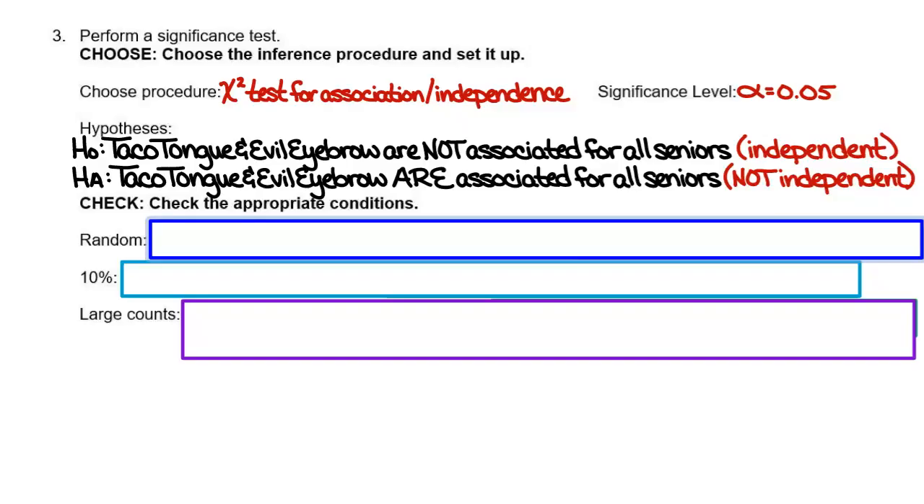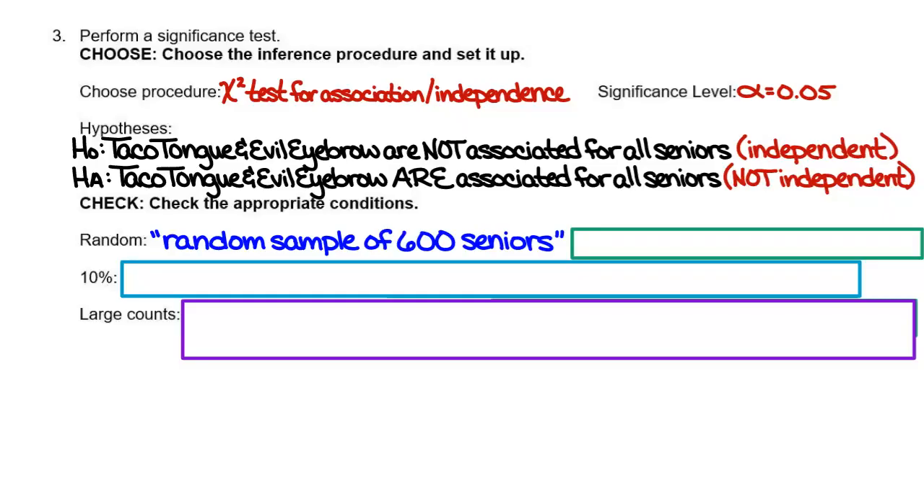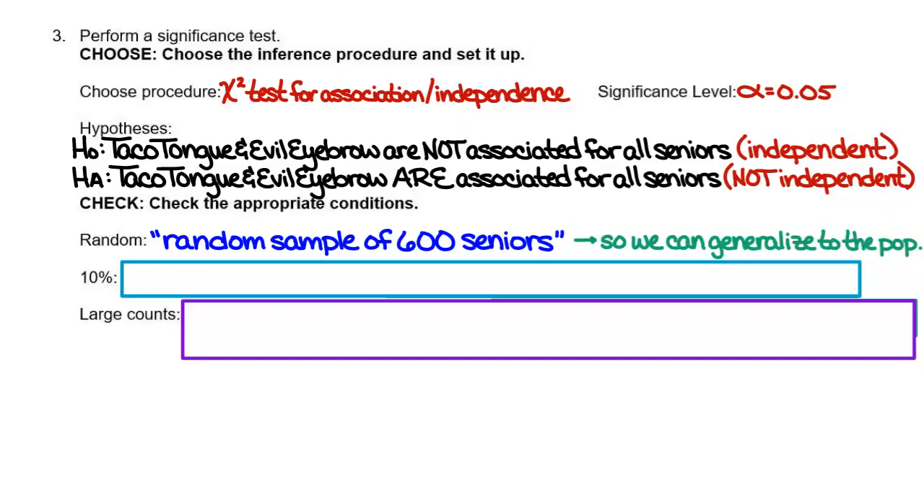All right. So those are the three things that we need in the choose step. We need the name, significance level or alpha level, and our hypotheses. Then we go on to check. We have to check random, 10%, and large counts. Do we get random? What's it say? Random sample of 600 seniors, yes, or random sample of 600 would be fine. And we care about that because? Lets us generalize to the population, absolutely.